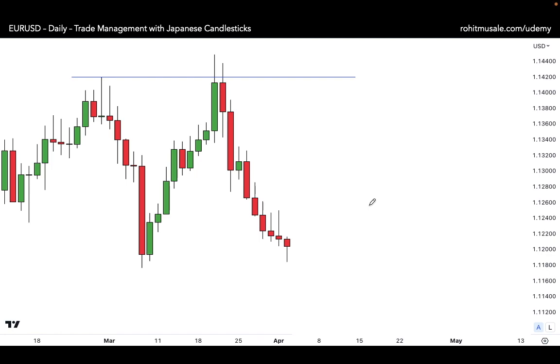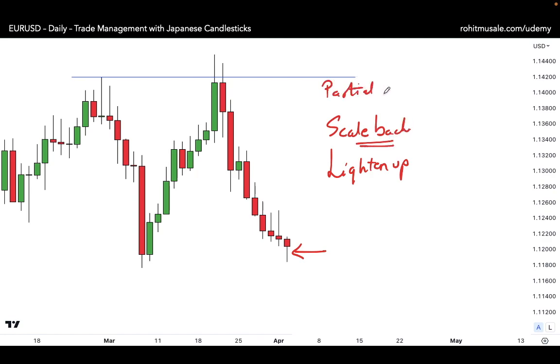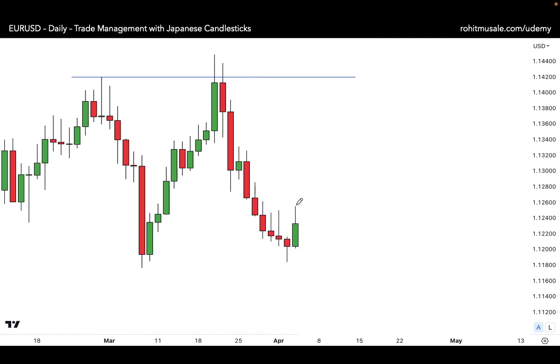Okay, so now here you have to become cautious. Maybe you can lighten up or scale back. You can reduce the size of your position. You can partially exit your position. So your stop loss was here, right? It's time to move the stop loss somewhere here and try to take a partial exit. You don't want the price to go all the way back up and hit your stop loss. So it's time to move the stop loss down in the direction of the trade. Time to take some partial profits, scale back, lighten up. Okay. Let's look at what happens on the next candle.